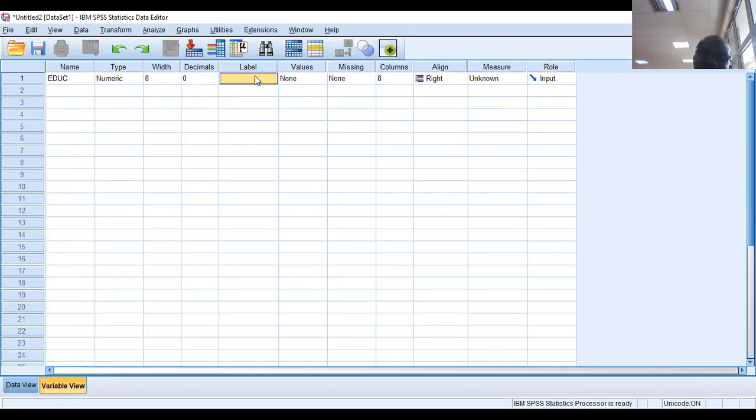Then a label. This is what gives meaning to this thing here. I could just call this one X1, but whatever I put here will be in the output eventually. So this one here, I know it was number of years of education.